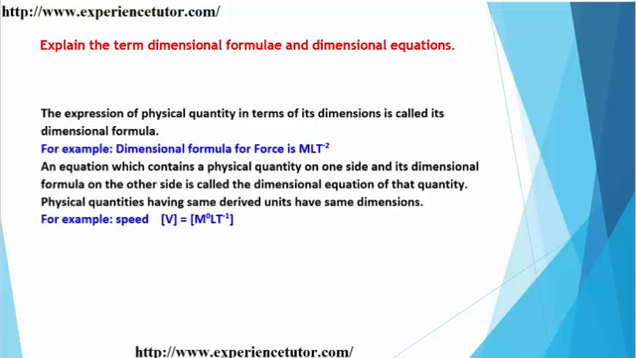Physical quantities that have the same derived units have the same dimension. For example, speed v is equal to M^0 L^1 T^-1.